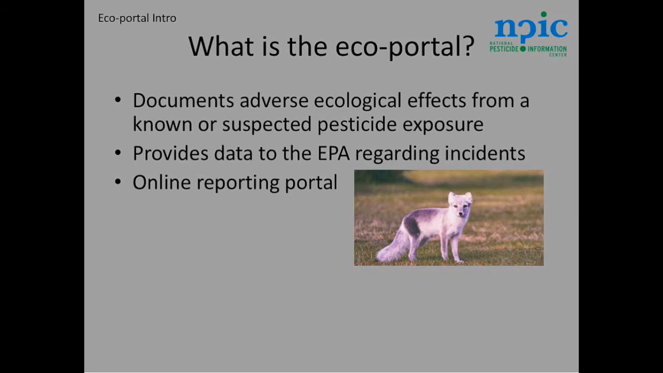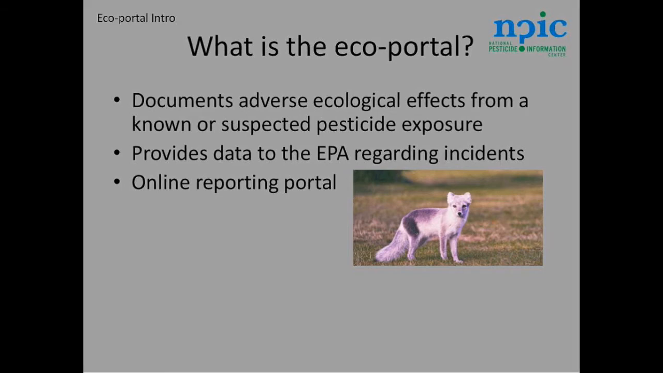The Eco-Portal is a way to document adverse ecological effects from a known or suspected pesticide exposure to wildlife, plants, or bees. I should clarify, this is for non-agricultural, non-urban plants. Okay, and then this information is provided to the EPA, and that allows the EPA to take that information and use it in decision-making at the federal regulation of pesticides.